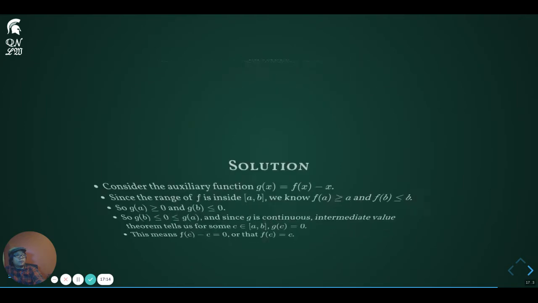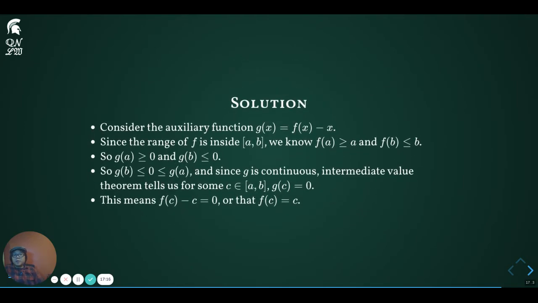Here is the proof. We build an auxiliary function g(x) being f(x) minus x. Since the range of f is inside the interval [a, b], we know that f(a) has to be at least a, and f(b) is no more than b. Translated to the function g, this means that g(a) is non-negative, and g(b) is non-positive.